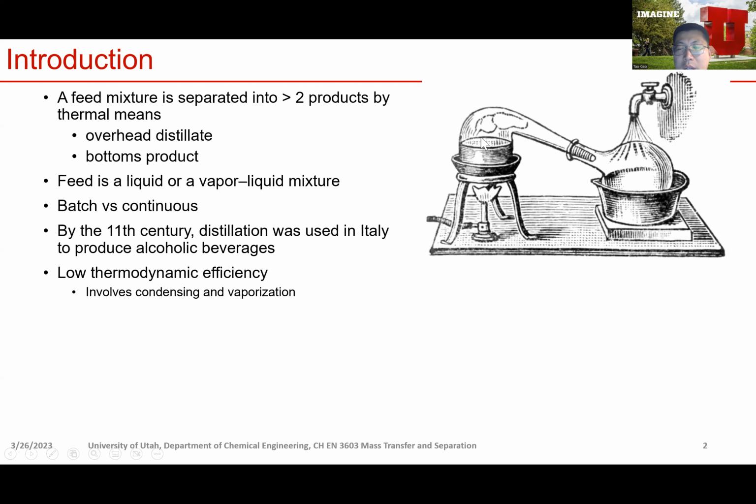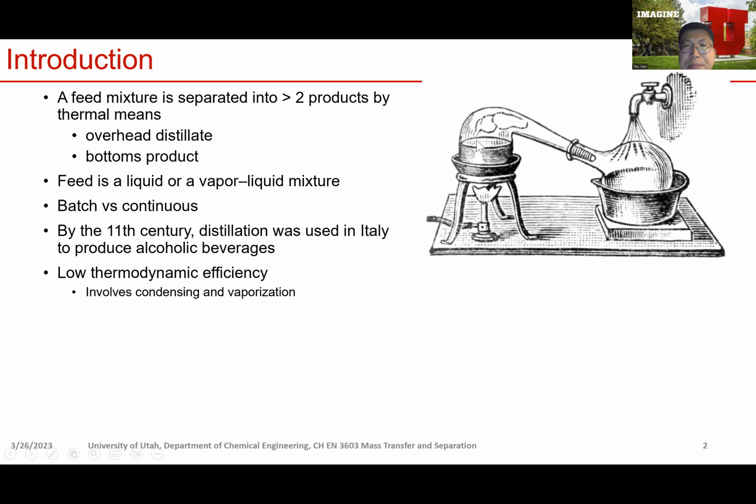Then you're going to produce a vapor. This vapor phase will be enriched with the more volatile component, okay? And this vapor will leave this vessel, and we call this vapor the overhead distillate, okay? This overhead distillate, in this case, will be condensed back into a liquid in this vessel, okay? Then what is left over is a bottom product that is enriched with the less volatile component, okay?